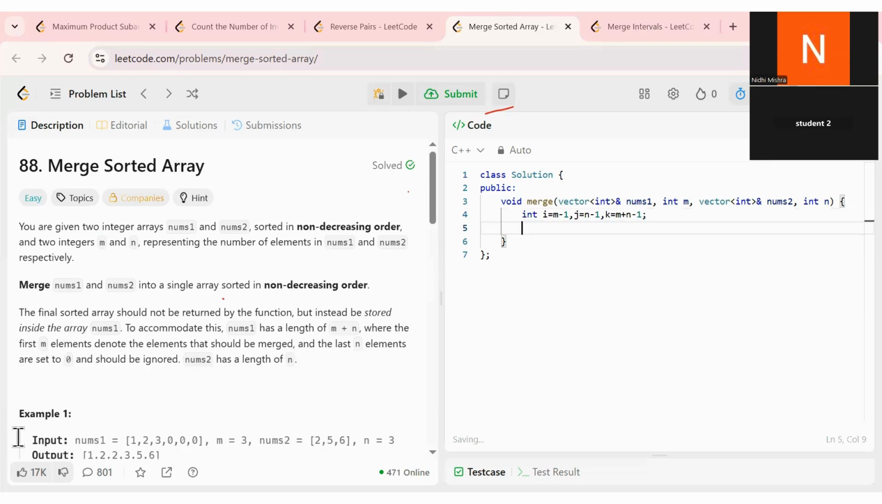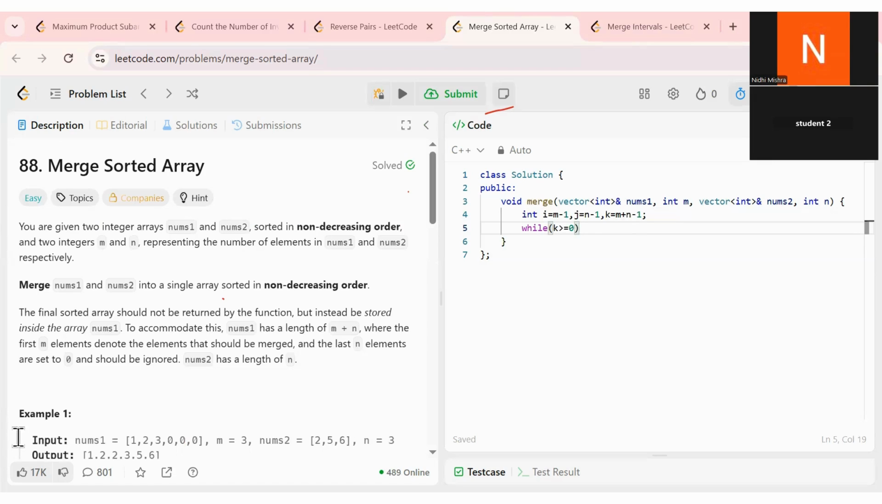Now while i is greater than or equal to 0 and j is greater than or equal to 0. Anything else required? Okay, we actually don't need i and j. We only need k to be greater than or equal to 0. It won't differ. Yeah, i and j are better.